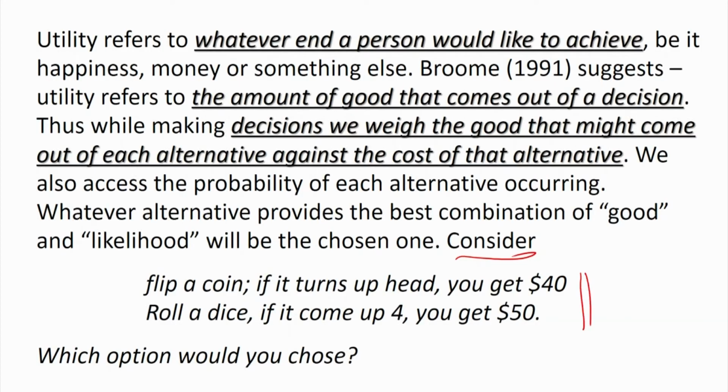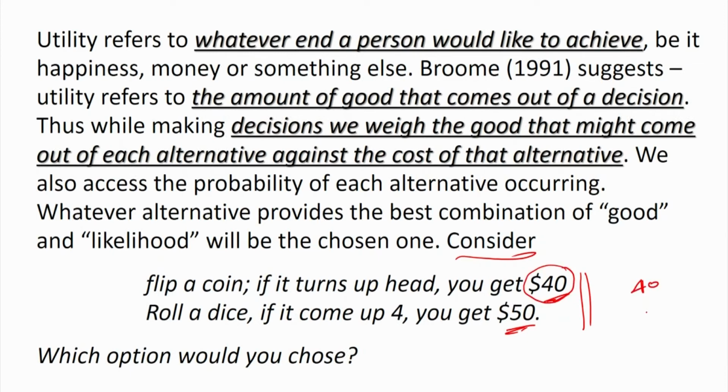For example, let us consider this example. Let us look at these two options. If you flip a coin and it turns up heads, you get $40. If you roll a dice and it comes up 4, you get $50. Which is the choice that you are going to make? If you look through the lens of expected utility, here you are getting a higher dollar amount than in this case, but people generally go ahead and take this.